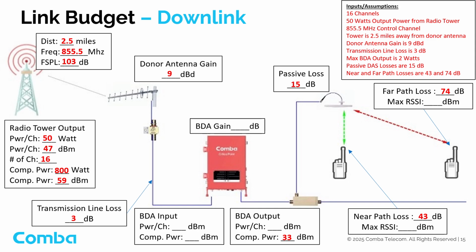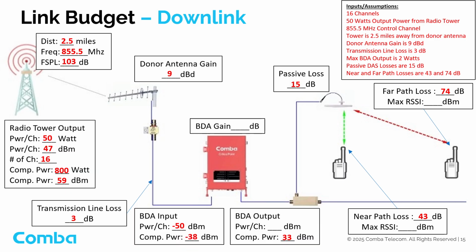Next, we can calculate the BDA downlink input power using the following formula. The BDA downlink input power is equal to the radio tower ERP minus the free space path loss plus the donor antenna gain minus the transmission line loss, which gives us 47 minus 103 plus 9 minus 3 equals negative 50 dBm per channel. As we noted earlier, there is a 12 dB offset between channel power and composite power. Therefore, the BDA composite input power is 12 dB higher, or negative 38 dBm.